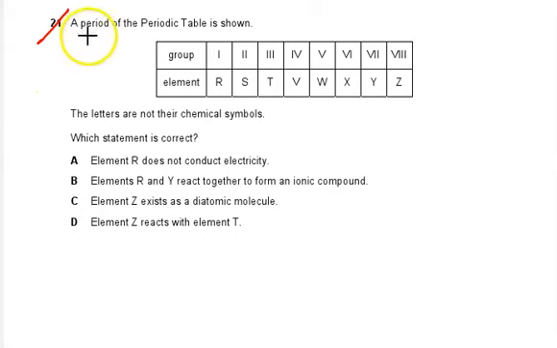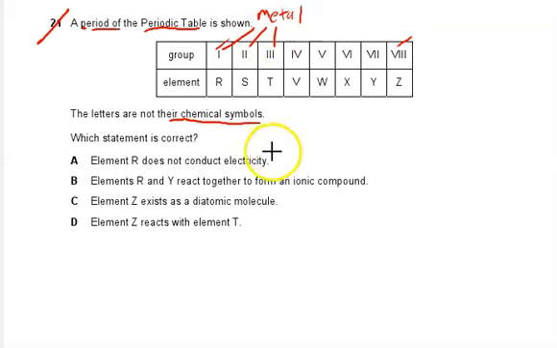Okay, for number 21, a periodic table is shown. This is group 1 until group 18, and here we have all the elements. The letters are not their chemical symbols. Which statement is correct? Element R does not conduct electricity. You have to understand that groups 1, 2 and 3 are metals and they do conduct electricity. So this is not correct.